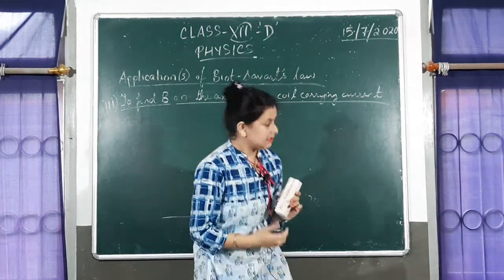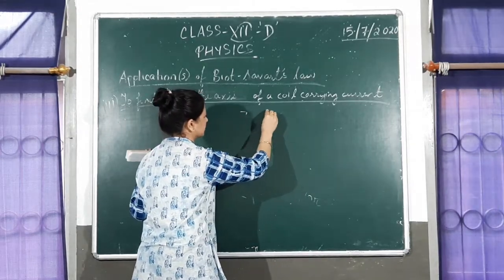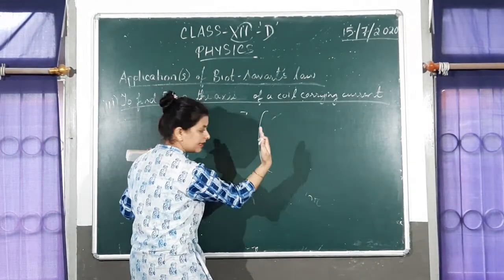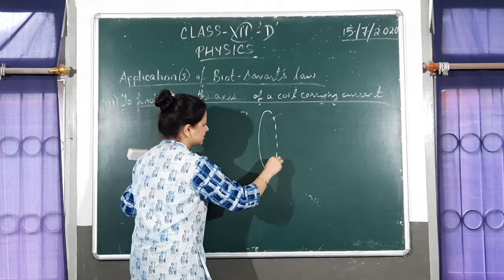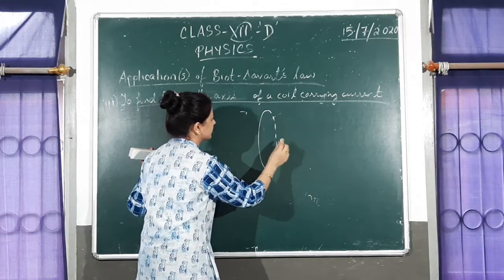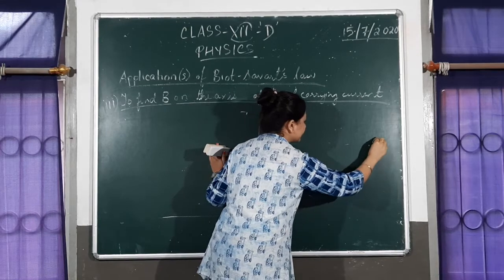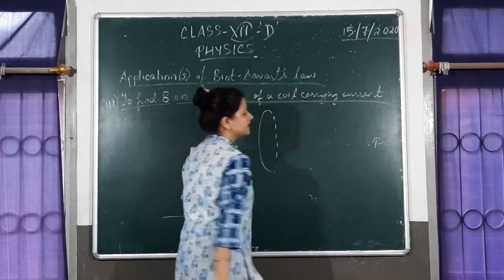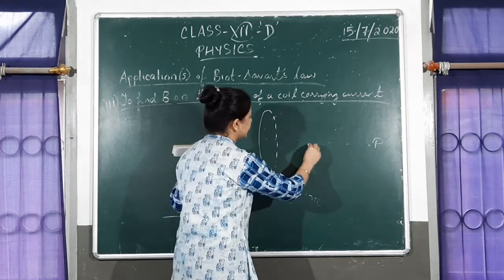To find B at any point, suppose you have a circular coil like this in this plane. Now I am changing the plane, so it is kept like this, perpendicular to the plane of the board, and you want to calculate magnetic field intensity at any point P situated at a distance, say x.